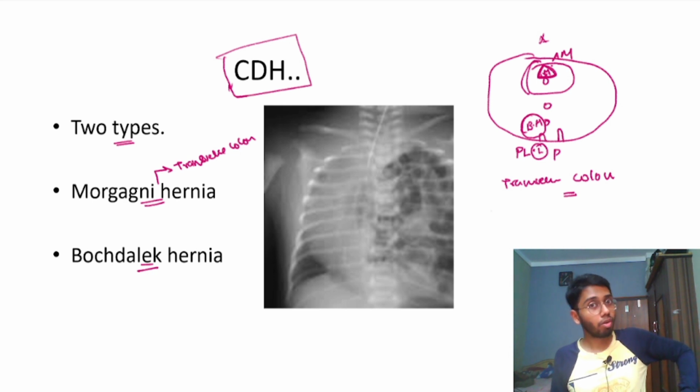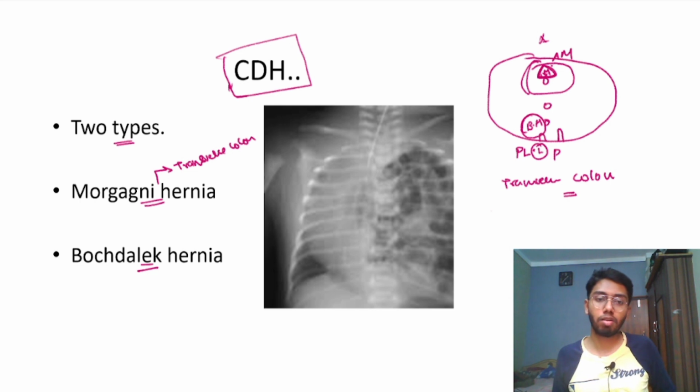You can have small bowel, you can have stomach, you will have kidney, you will have adrenal gland. All these are the contents of Bochdalek hernia. Fine. See, Bochdalek hernia is most common. This is more common than Morgagni hernia. To see the X-ray picture, this X-ray is very, very important.